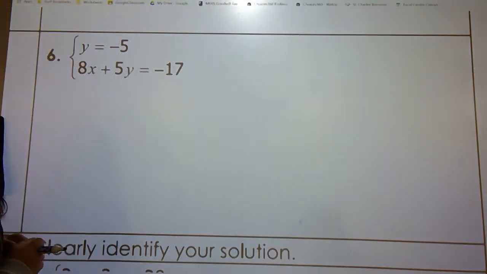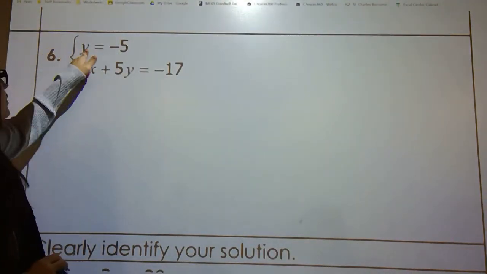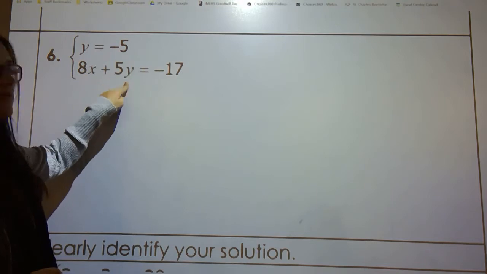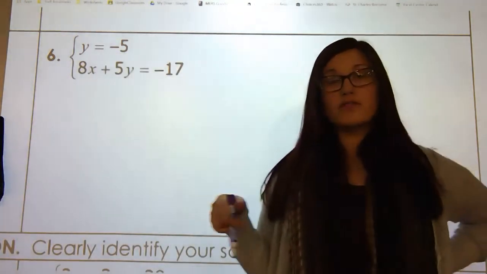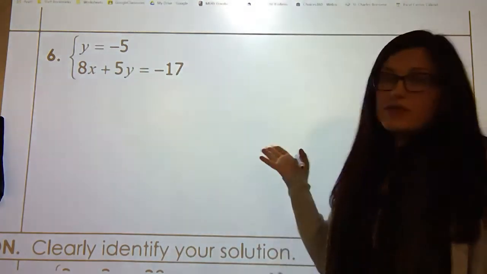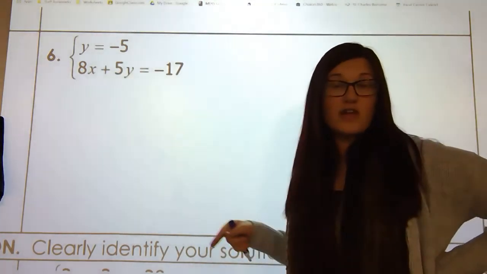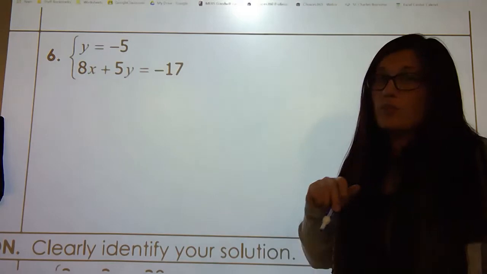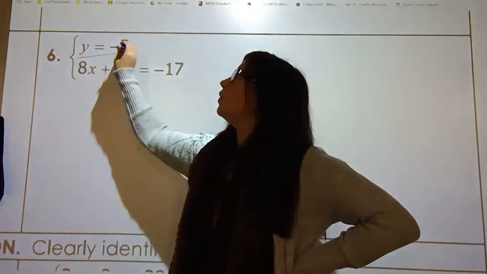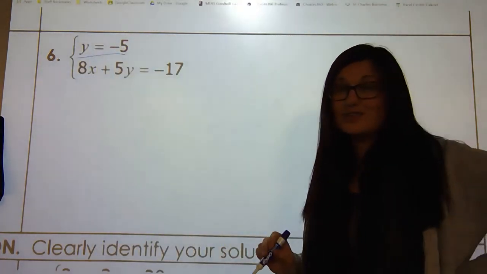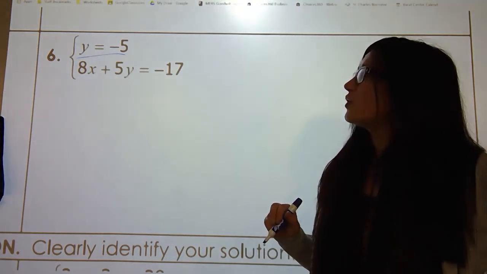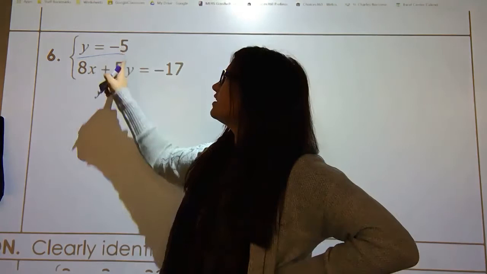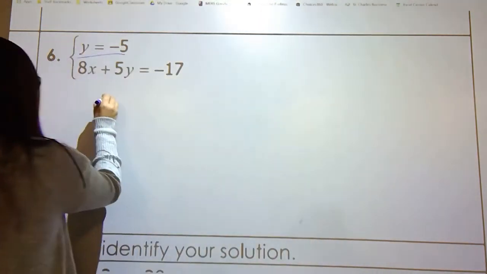Okay, so let's go for number 6. Y equals negative 5, and 8x plus 5y equals negative 17. So first step, you always want to make sure one of your variables is solved for. In the previous example, we had to solve for that variable, but now I don't. Why? Because y is already solved for. And actually, this one's going to be really easy, okay? So what do you do? You plug this in for y, okay? You plug whatever it is in for y.